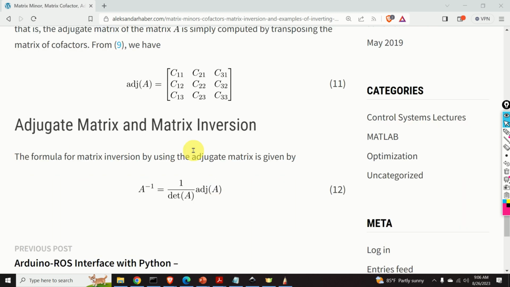And finally, we can state the formula for matrix inversion. The inverse of the matrix A is simply 1 over determinant of A multiplying the adjugate matrix. 1 over determinant of A is a scalar, and we multiply a matrix and a scalar element-wise. That is, we take this scalar and we multiply every term of the matrix with the scalar.